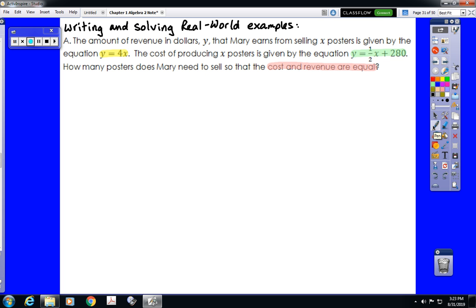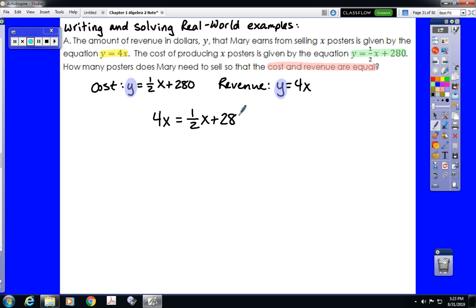So we have two equations here, a cost equation, which is Y equals 1/2 X plus 280, and a revenue equation, which is given as Y equals 4X. Please notice that both of those equations are in terms of Y dollars. If we want to know when the cost equals the revenue, we set those two right sides, 4X and 1/2 X plus 280, equal to each other, and we solve for X.